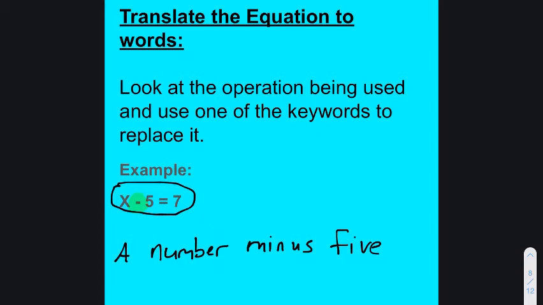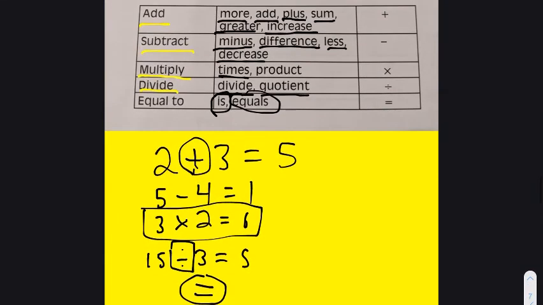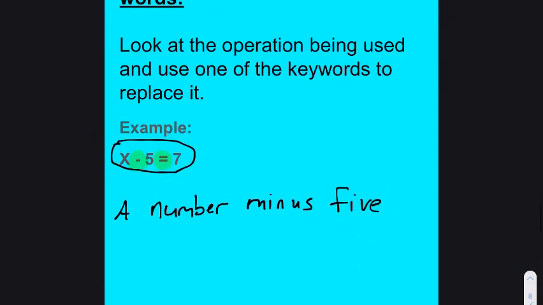And now we need to use a word for this equal sign. Let's go back to our keywords. What's a good word to use for an equal sign? Let's use the word is. So a number minus 5 is 7.